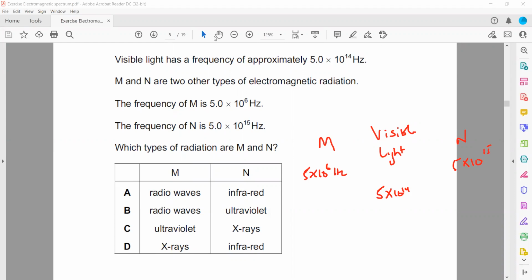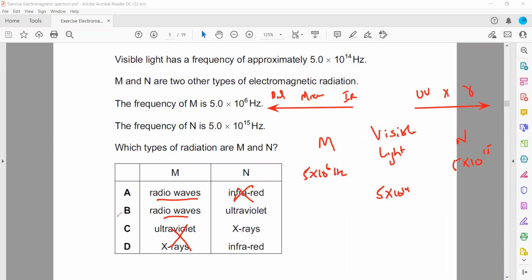The light rays which have a higher frequency than visible can be ultraviolet, UV, X-ray, or gamma. And the ones which have a lower frequency than visible are infrared, micro, or radio. So M can be infrared, micro, radio. So either A will be the answer or B will be the answer. Then N can be ultraviolet, X-ray or gamma. So it cannot be infrared.